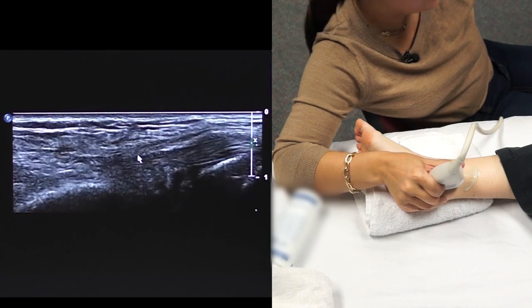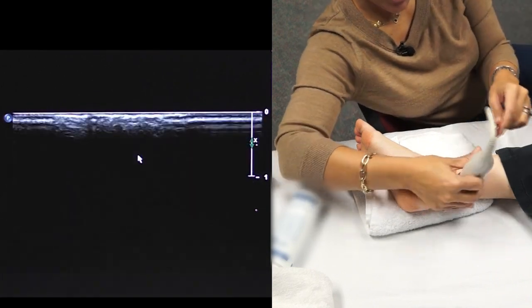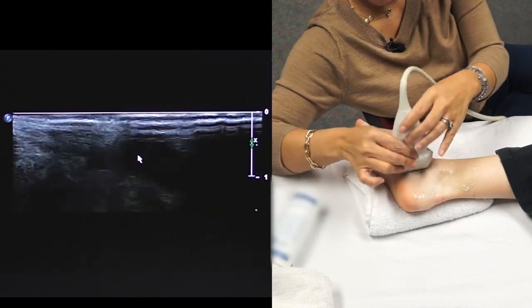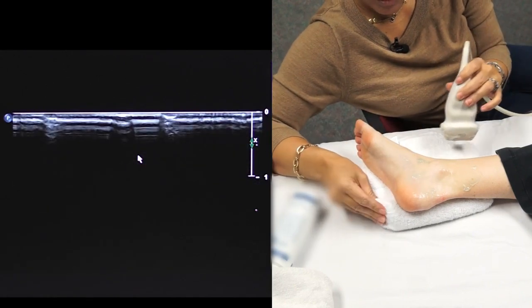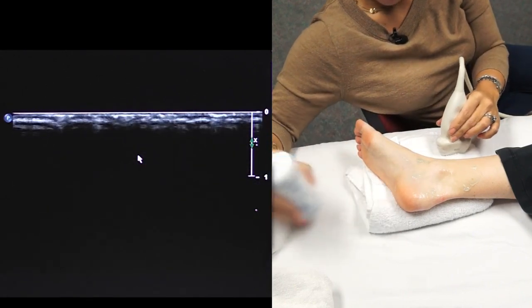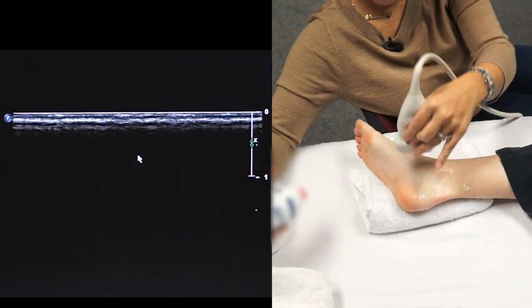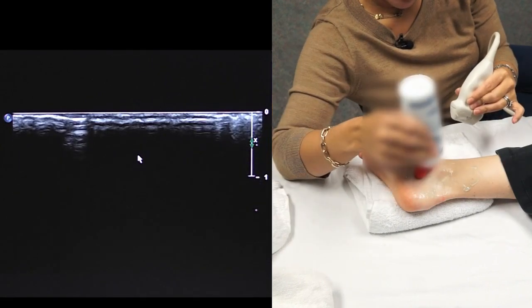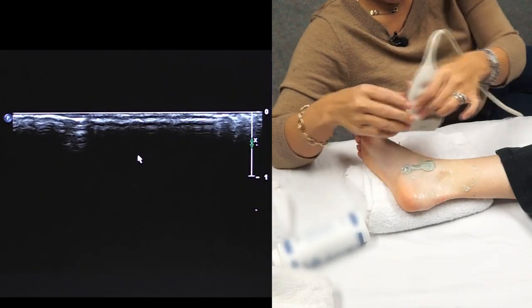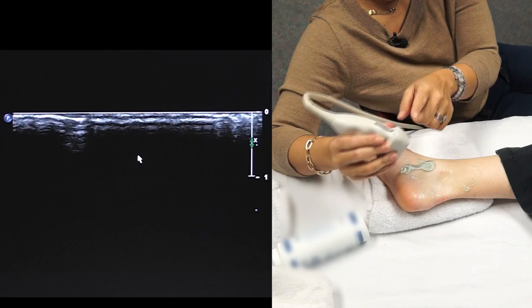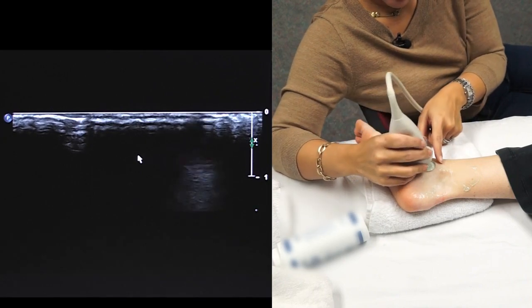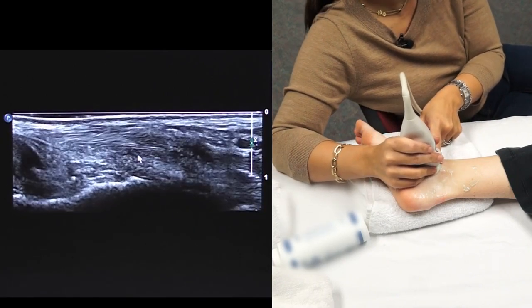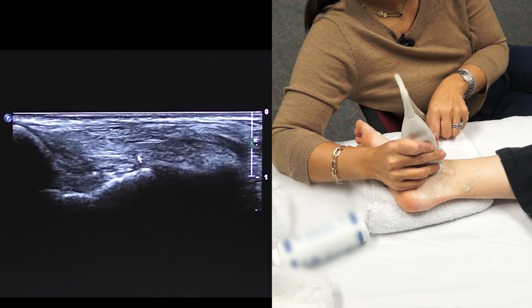Now last, if you're looking in a patient who you suspect has a medial ankle sprain, you will look at the deltoid ligament, and that is best seen scanning in the coronal plane. And you would place your transducer with the marker just inferior to the medial malleolus, okay?